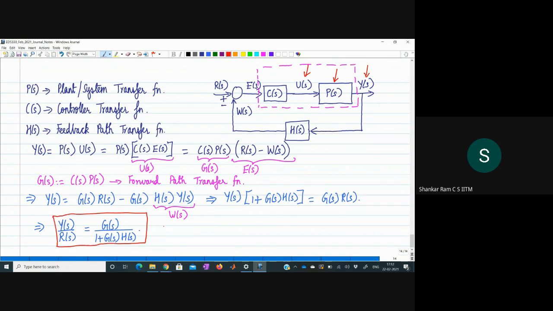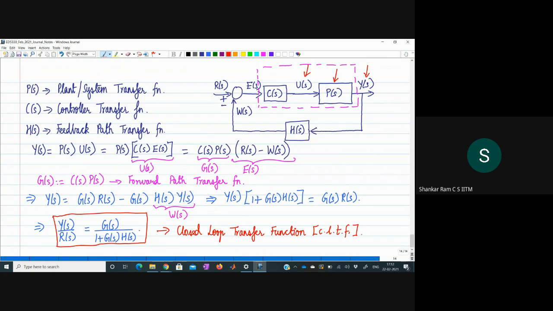We are going to shortly see why it is called that. Let me first write down what it is called. It is called the closed loop transfer function, abbreviated as CLTF. We are going to call it CLTF as an abbreviation. It stands for closed loop transfer function.